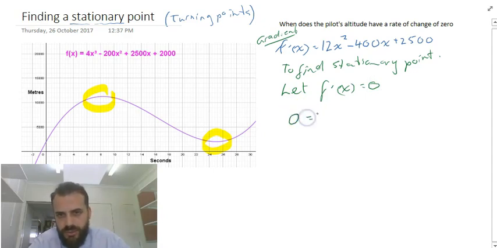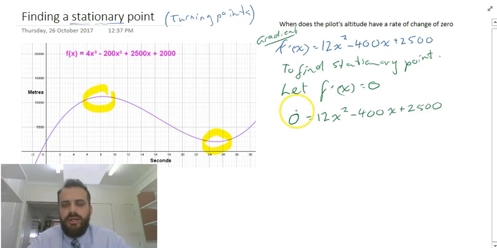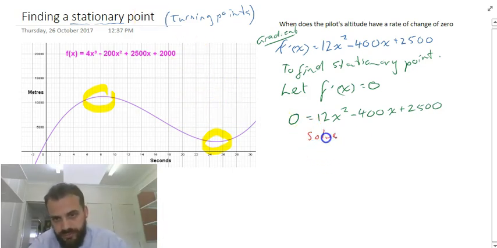So 0 equals 12x squared minus 400x plus 2500. Now you really just need to solve that from there. Now what are your options for solving it? I'm going to start with probably the one you're least comfortable with, completing the square. You can also try factorizing it, but it might work, it might not work. You can also try your quadratic formula, which always seems to work. Negative b plus or minus the square root of b squared minus 4ac. So I'm going to use that method, solve.